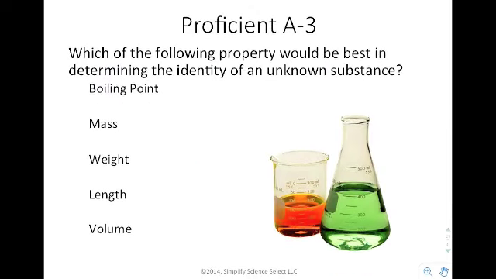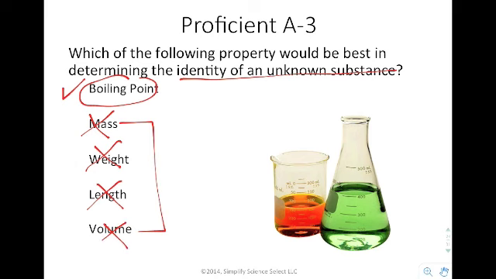Next, it says which of the following properties would be best in determining the identity of an unknown substance. So if I want to know what it is, is boiling point going to be helpful in identifying what it is? Okay, I think so. I don't think the mass would work. I don't think the weight would work. I don't think the length would work, and I don't think the volume would work. The reason why is these are all extensive properties. Okay, they will change based on how much is there. But the boiling point remains the same.